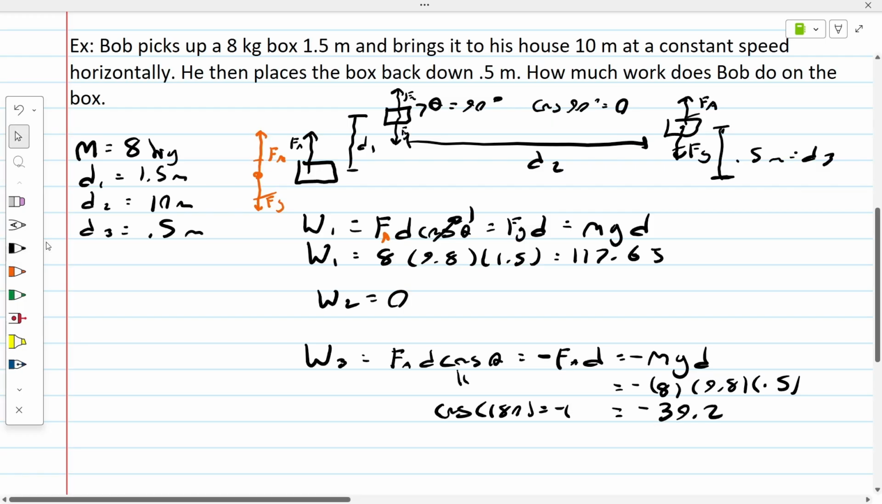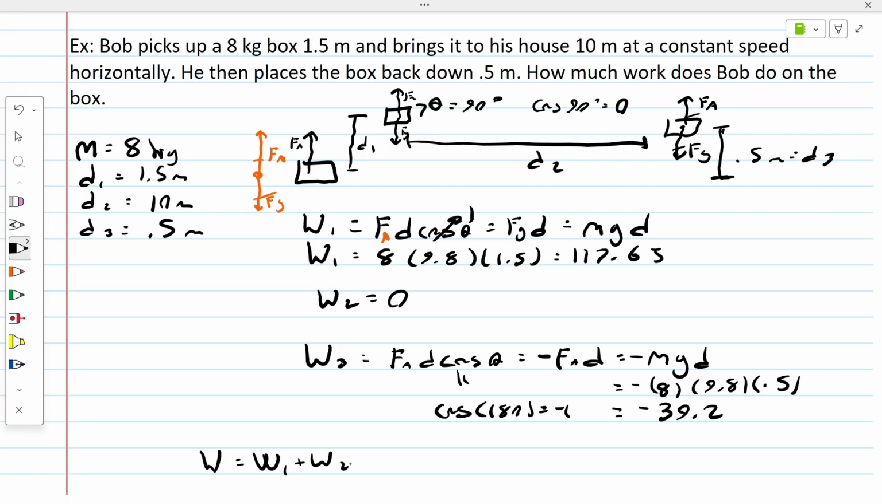Now we want to find the total work, so we can simply add up all the works. We plug in what we got: the first one was 117.6, the second work was 0, and we subtract that last work. So the final work will be 78.4. You can notice that it only depends on the initial and final position of the box relative to the vertical, because he's only applying forces in the vertical direction.